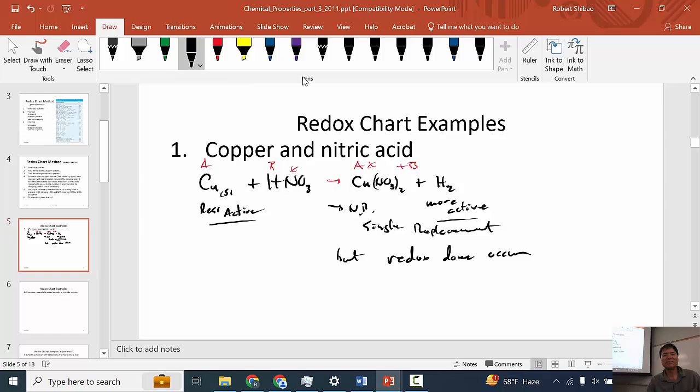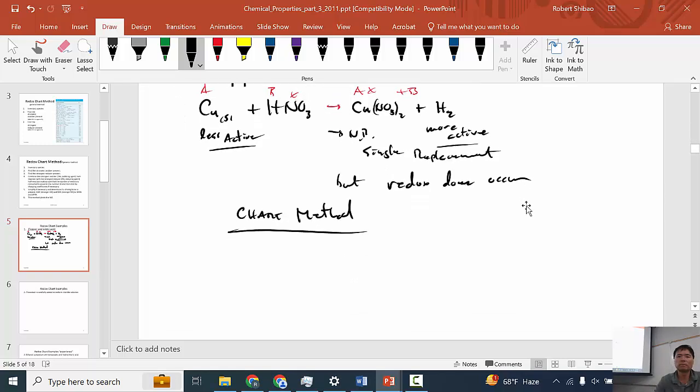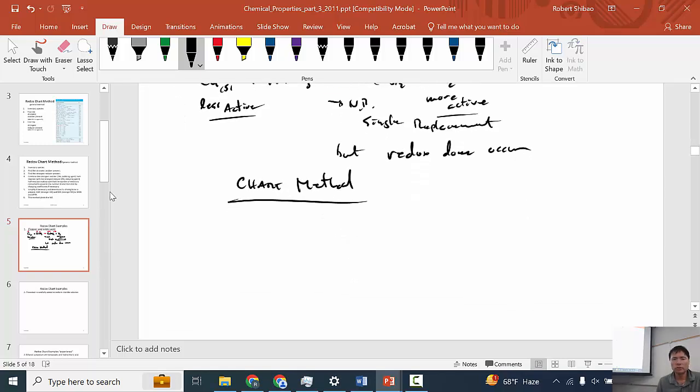So I'm not going to go through them. I don't want to overwhelm you with too much memorization. So rather than doing the memorization, we could use the chart method. With the chart method, we don't have to memorize all those exceptions. And so we'll just use the chart method here. The chart method is inventory. So we have copper, we have H+, we have nitrate, and we have one other thing. What's the one other thing? Water. And then we go to the chart.